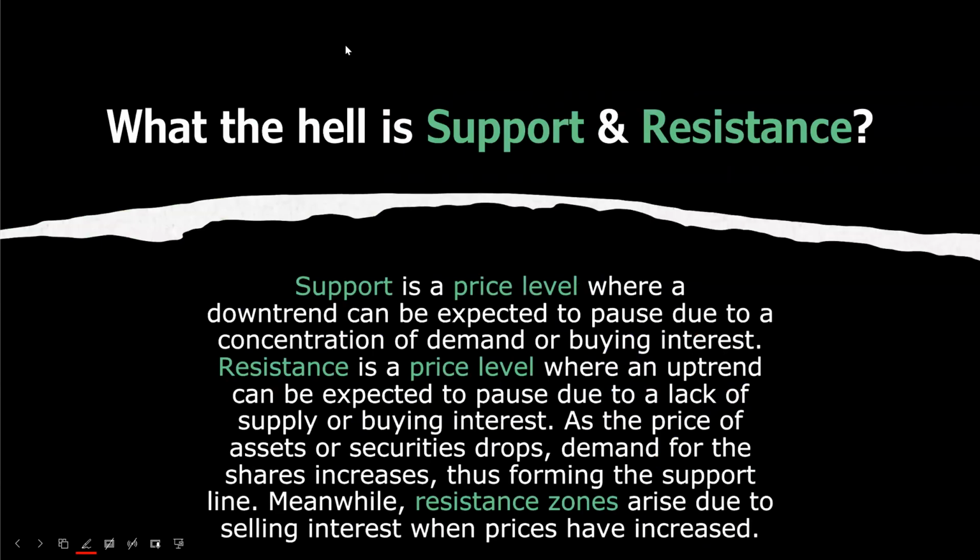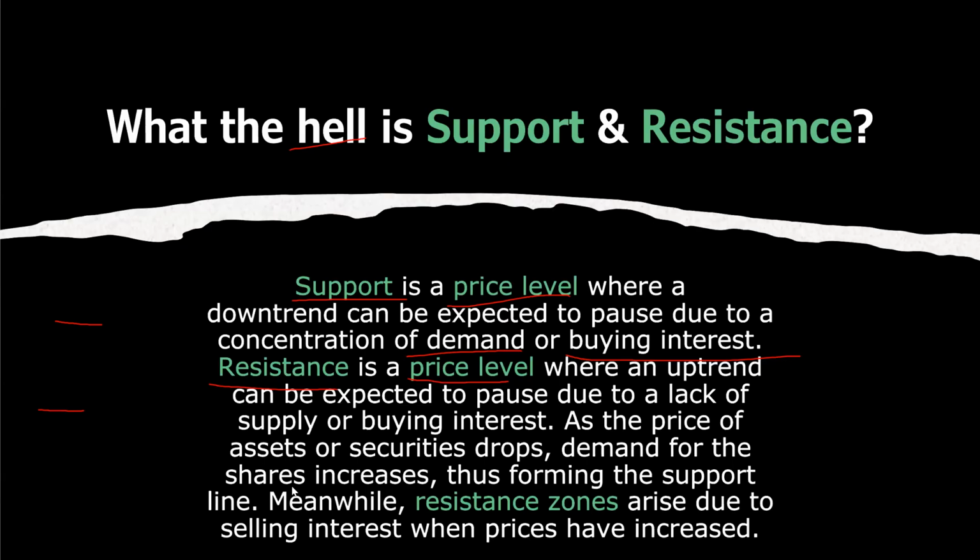So what the hell is support and resistance? Support is a price level where a downtrend can be expected to pause due to a concentration of demand or buying interest. Resistance is a price level where an uptrend can be expected to pause due to a lack of supply or buying interest. So resistance is supply, support is demand. When you hear people say demand zones, they're talking about support. If you hear people say supply zones, they're talking about resistance. It's all the same thing.